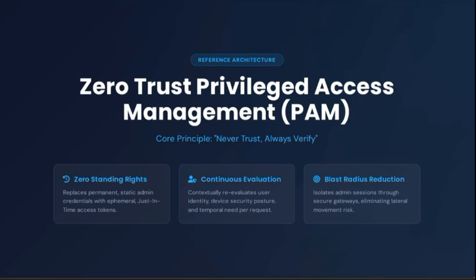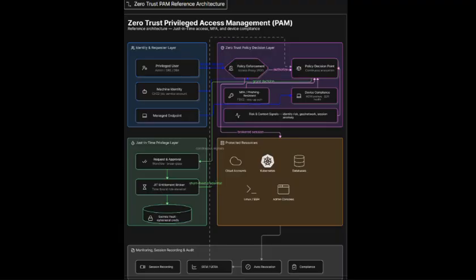Third, blast radius reduction. Even in the worst-case scenario where an administrator's credentials leak, those credentials are entirely useless in isolation. Without a verified hardware workstation, step-up authentication, and an active approval window, an attacker gains zero access. Over the next few slides, we'll trace how an admin request moves through this multi-layered framework, from initial login to total audit visibility. Let's now trace the lifecycle of a single privileged access request as it flows through the end-to-end architecture diagram shown on your screen.